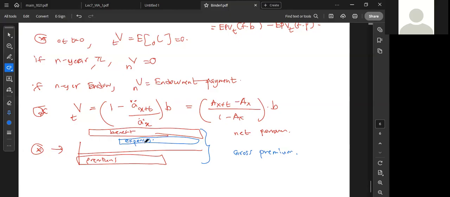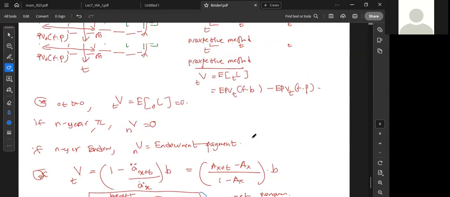So expenses is also a kind of outflow. That means you have to get the present value of benefits and the expenses minus the present value of premium to calculate the gross premium. The net premium is where we neglect the expenses. That's why we had the present value of benefits minus the present value of premiums. So those are the concepts we used, and that is how we can wrap up the topics we discussed.